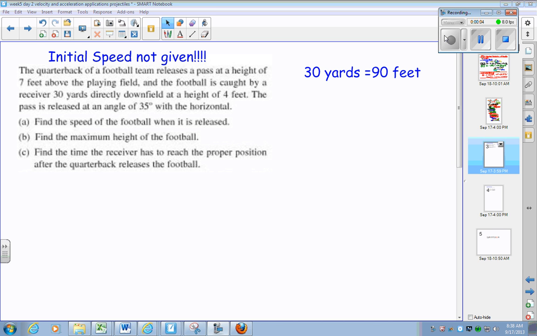So here's the next problem. Again, if you want to hit pause and write it down, that's fine. Okay, so instead of baseball, we're going to football. It's football season here in the fall. So we're going to try and solve something about a quarterback throwing a ball to a receiver. Okay.